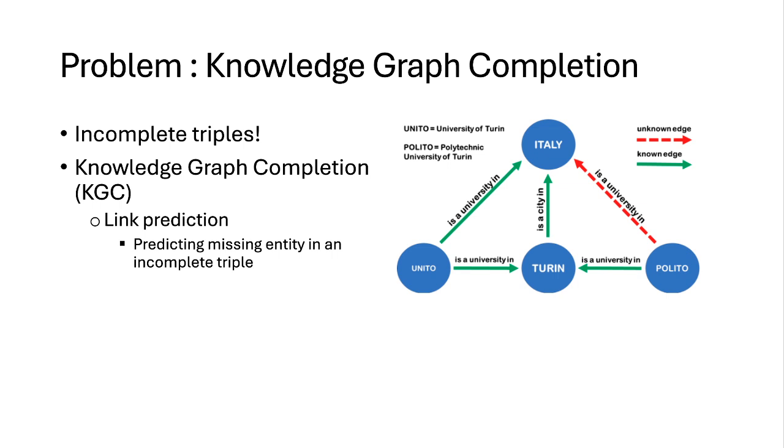In order to address this issue, knowledge graph completion aims to predict the missing entity. This task is also known as the link prediction task. You can see in this figure that every green arrow is present in the knowledge graph, but the red arrow is missing. From Palito to Italy, the relation is missing. So knowledge graph completion aims to predict the accurate relation between these two nodes. This is the main task of knowledge graph completion.